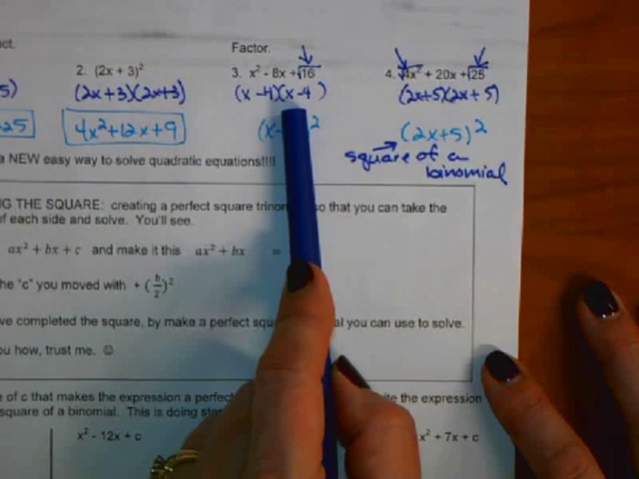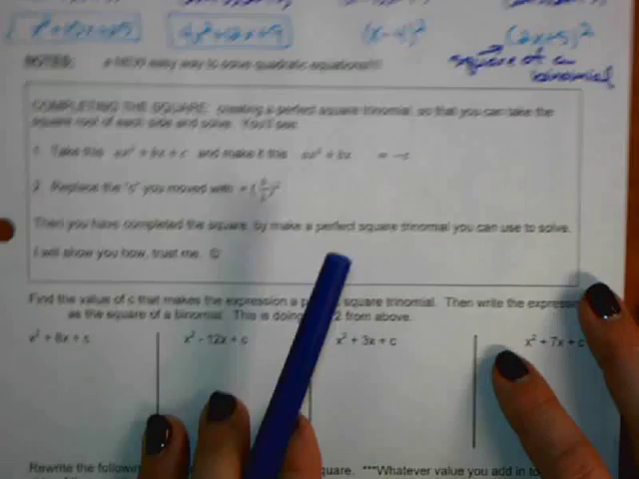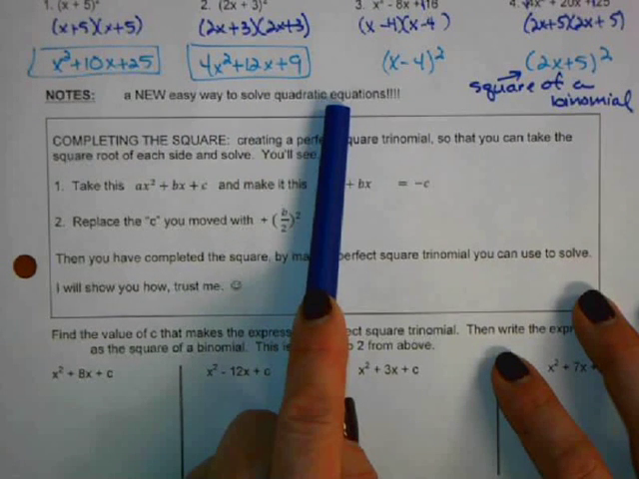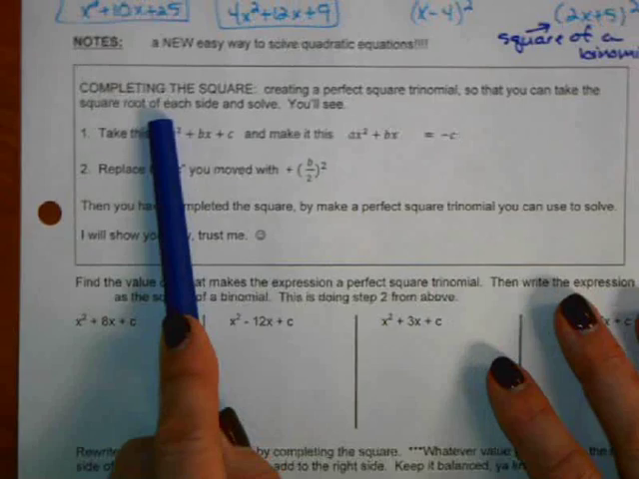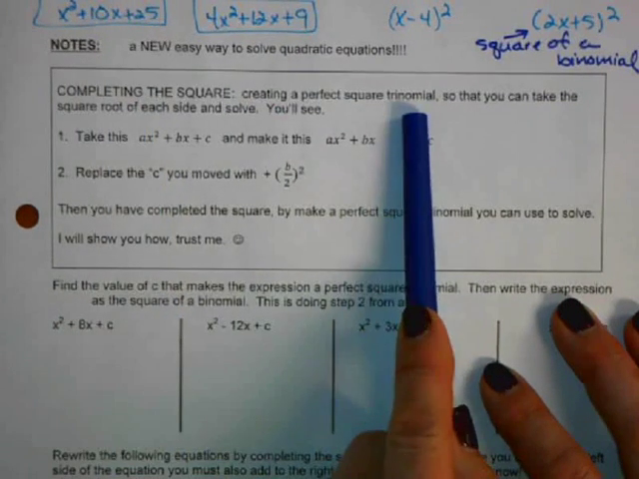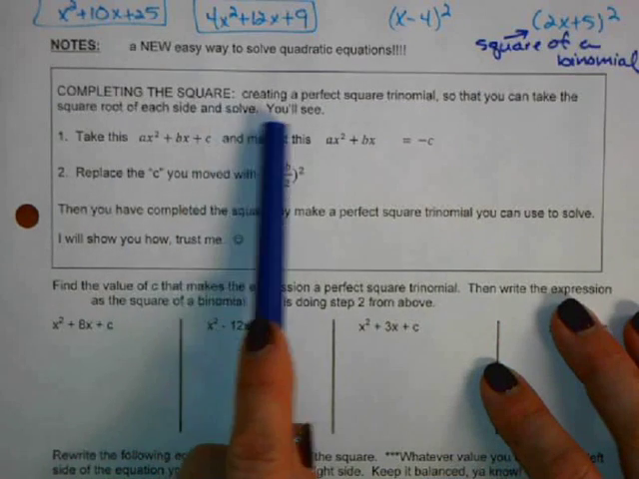Okay, well, it's kind of a lot of work to factor and set each factor equal to 0. We're going to learn a different, new easy way to solve quadratic equations. It's a different method, other than the box and diamond and all that. Completing the square. That's what it's called. It's creating a perfect square trinomial so that you can take the square root of each side and solve.